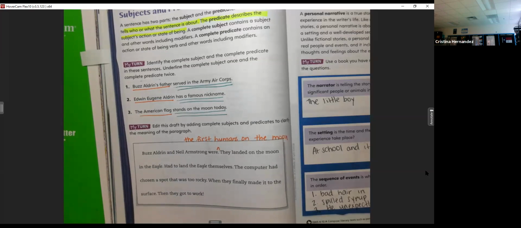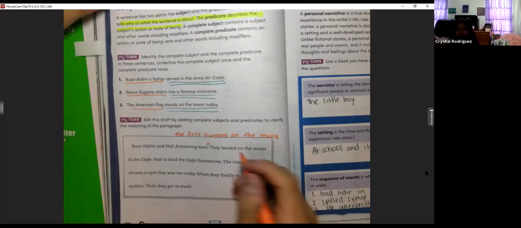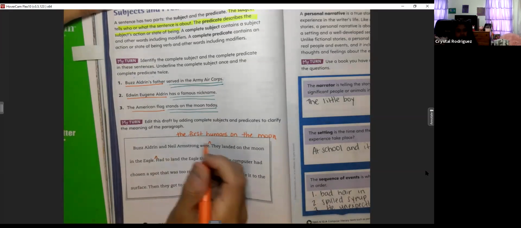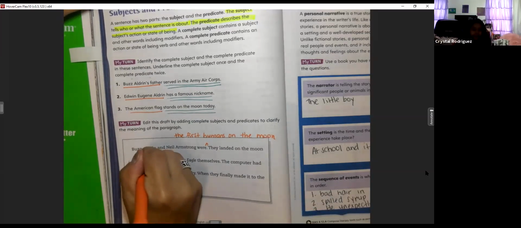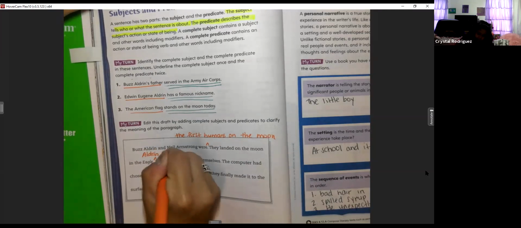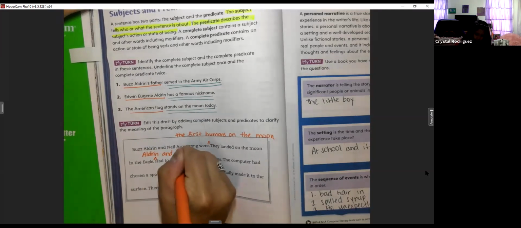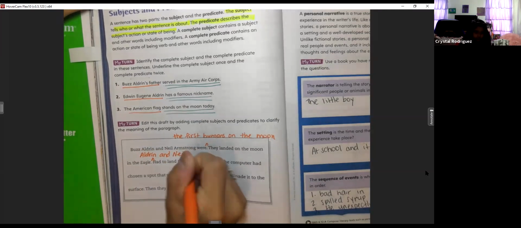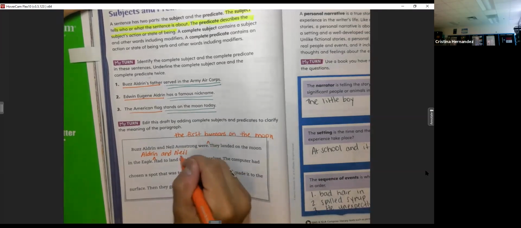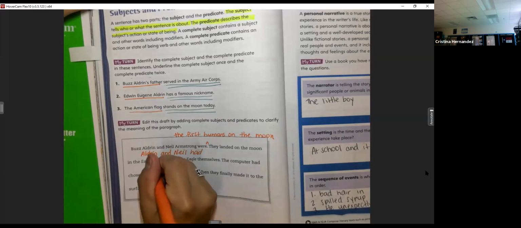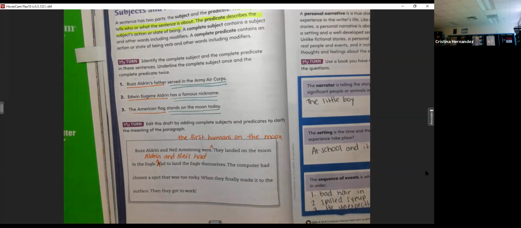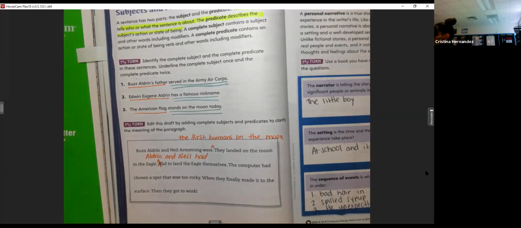Where's my pen? I thought we had underlined it. Nope, you have to write that in there. But I already did, so good. Aldrin and Neil. Oh, I put his first name. That's okay. Lowercase the had. Aldrin and Neil had to land the Eagle themselves.